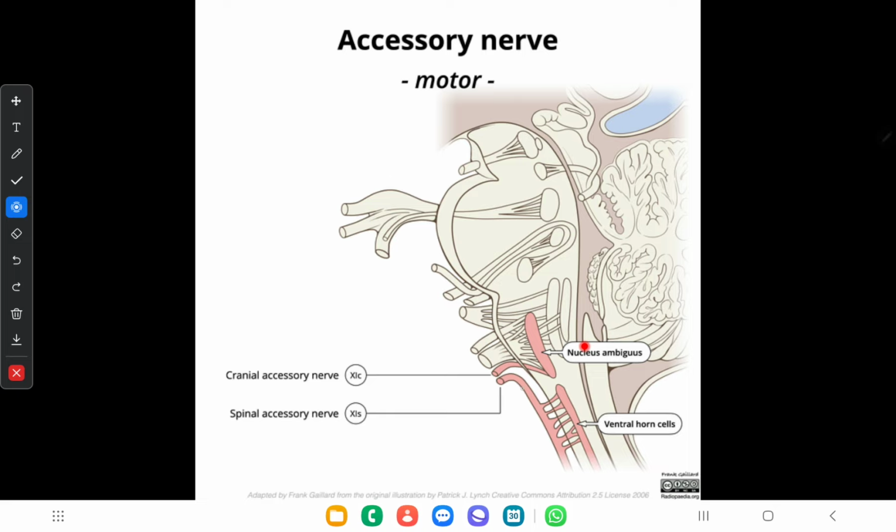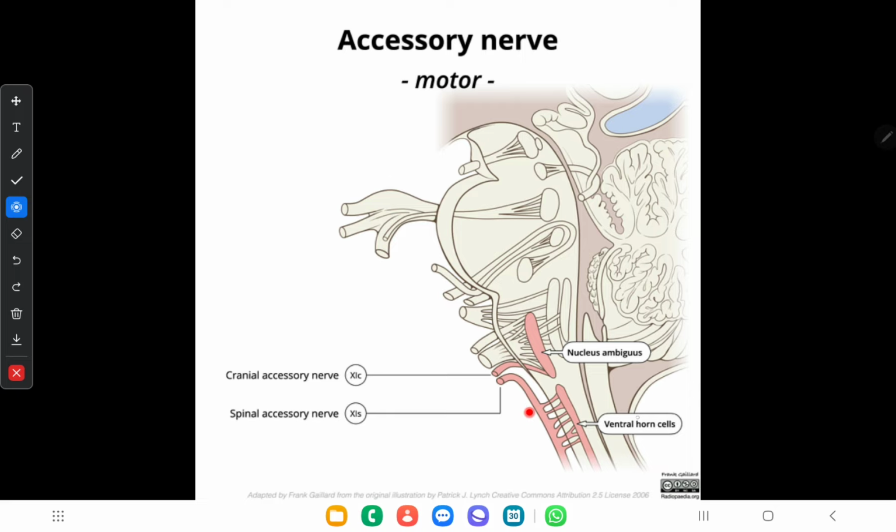It emerges from the ventral surface of the medulla oblongata, through the posterolateral sulcus below the rootlets of the vagus nerve. This is the vagus nerve, so it emerges below the rootlets of the vagus nerve. Then this is the spinal part.